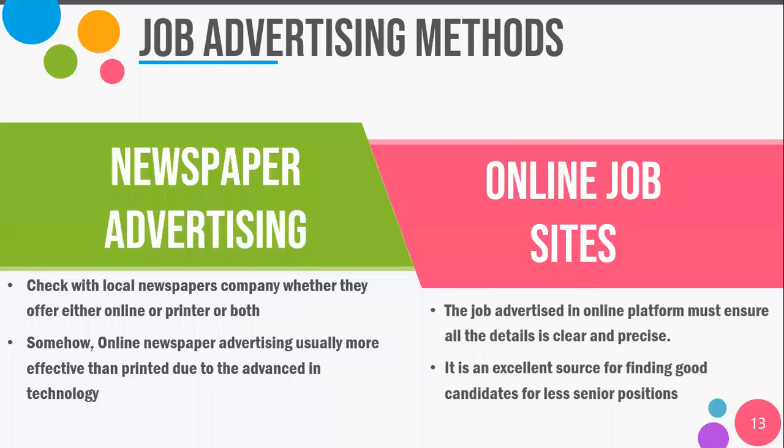But you have to remember that online newspaper is always more effective. Why? First, people do not have to buy the newspaper. Second, people right now always go for the easiest platform, that is online. You do not have to buy the newspaper and find the job. So online newspaper will be more effective.